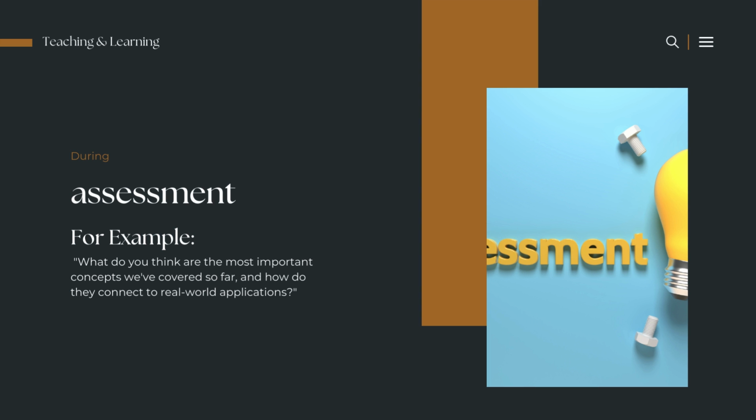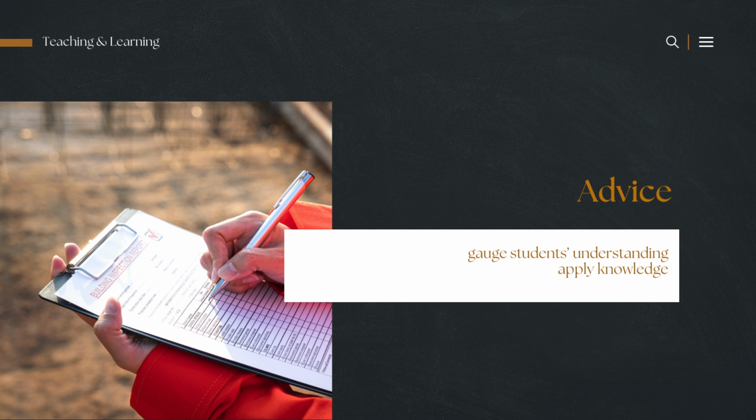For example, during a formative assessment for a science class, you could ask, what do you think are the most important concepts we covered so far? And how do these connect to real world applications? Use open ended questions in assessments to really gauge students' understanding of key concepts and their ability to apply knowledge. These questions will reveal students' thought process and areas where they might need further clarification. It can guide your instructional decisions.